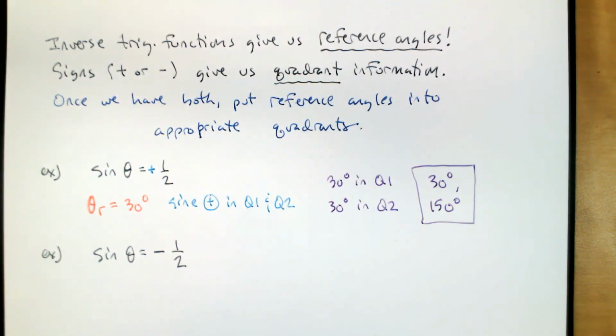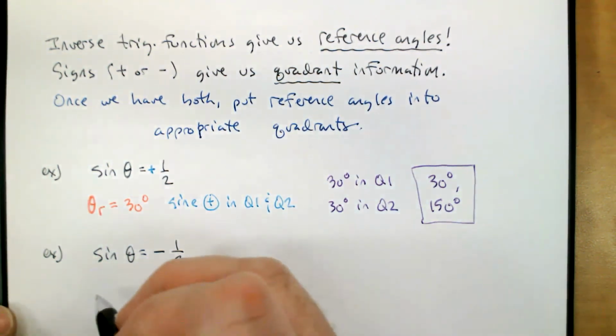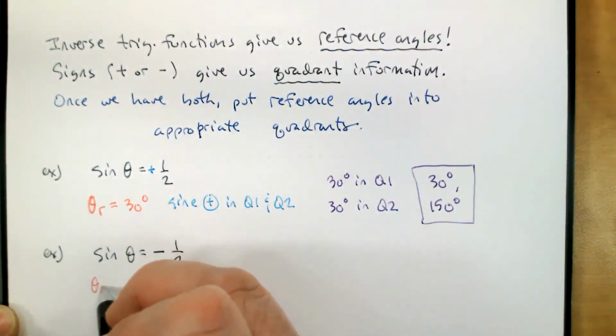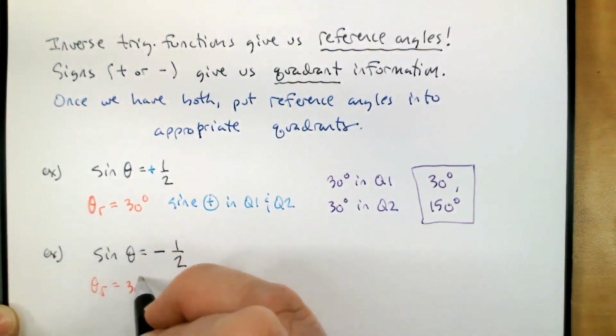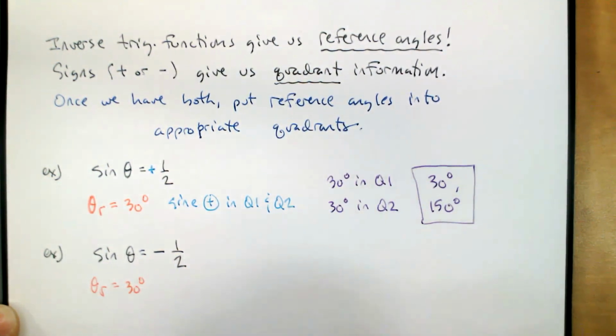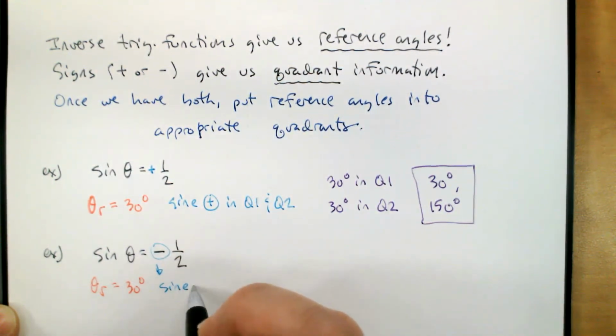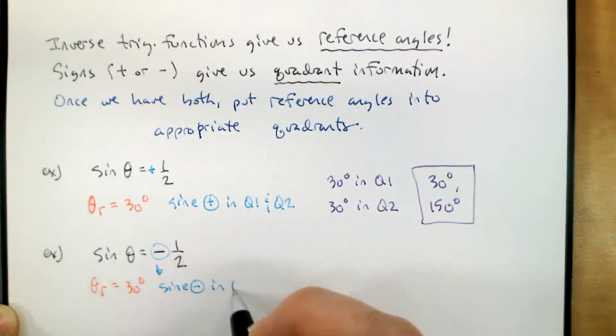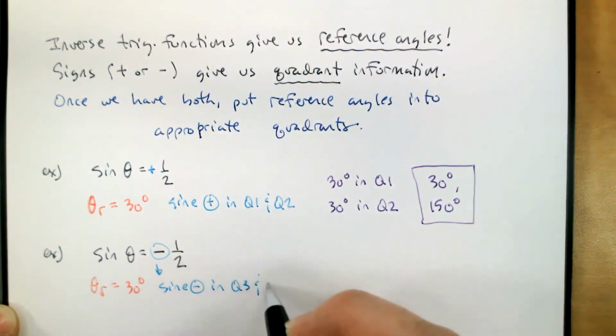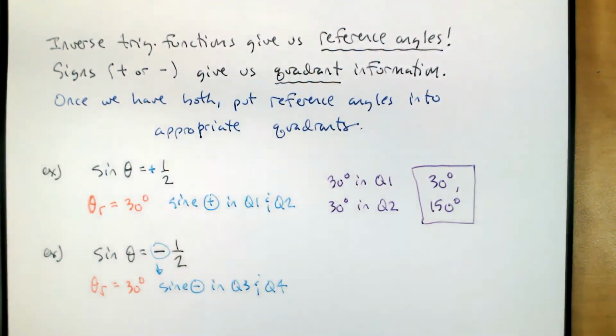So in this problem, I haven't changed the reference angle, but I did change the quadrant information. Sine of theta equals -1/2. That means theta is a 30-degree reference angle. So the first thing we do is come up with our reference angle. And then we notice sine is negative in quadrant 3 and quadrant 4. Sine is negative when y is negative, and y is negative in quadrant 3 and quadrant 4.